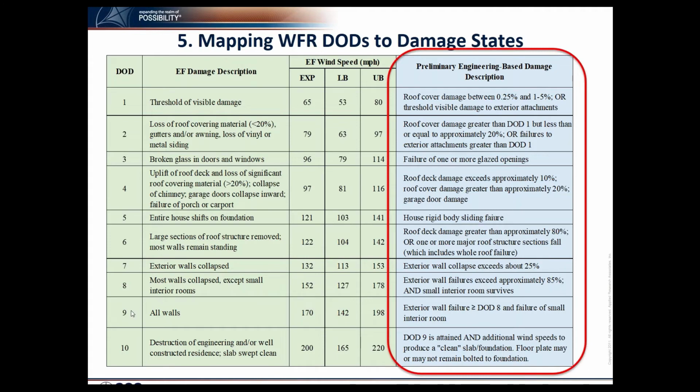For the all wall failure, DOD 9, we require that most of the exterior walls failed and the failure of the small interior room. The DOD 10 is kind of hard to model, so we used a wind speed based model that transitioned from DOD 9 to DOD 10. So basically we used the extra wind speed to blow all the debris from the foundation.